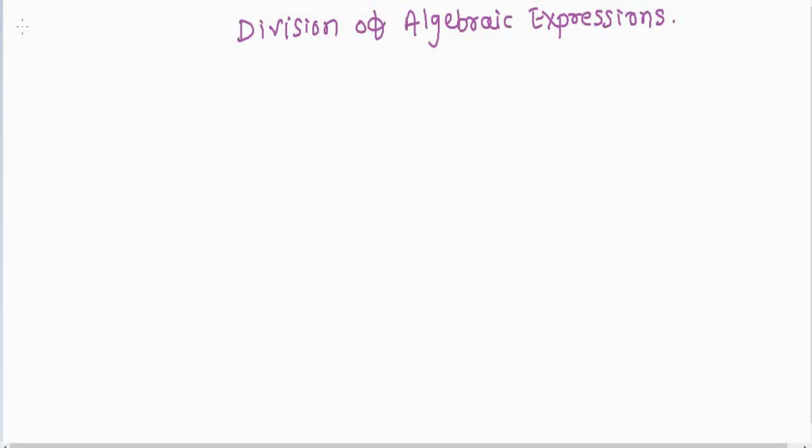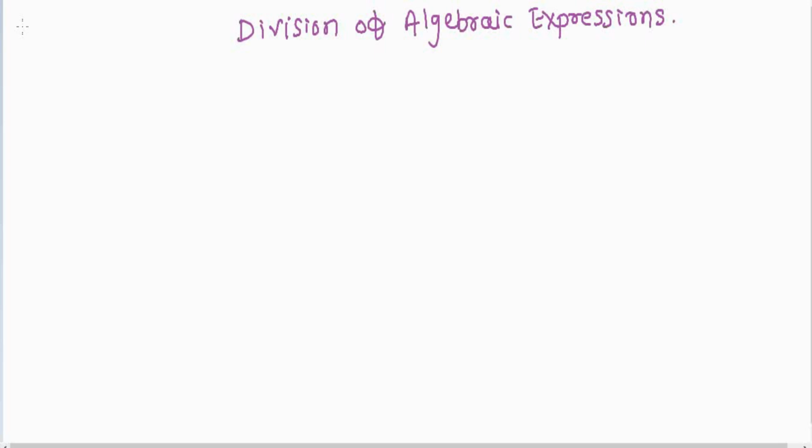In this video, you will learn about division of algebraic expressions. Friends, you are familiar with how to divide a number by a number, but here we will see when there are two algebraic quantities, two algebraic expressions, how the process of division is carried out.